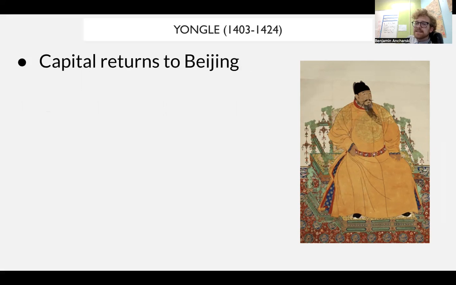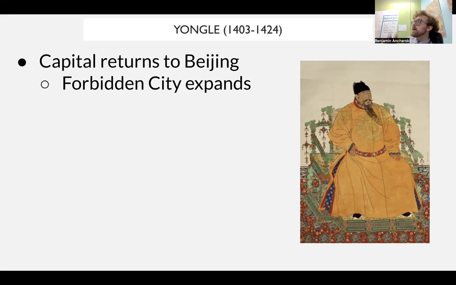Well, we do see an easing of some of these very strict, xenophobic, isolationist ideas under this particular emperor. We do see some former Mongol practices return. The province system comes back. The capital goes back to the city of Beijing, which the Mongols created. And in Beijing, the center of government is structured and centered in the Forbidden City, which, remember, was built under the Mongols, under Kublai Khan.